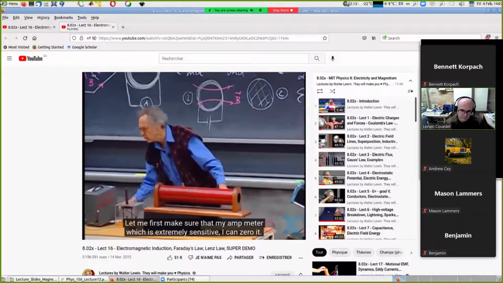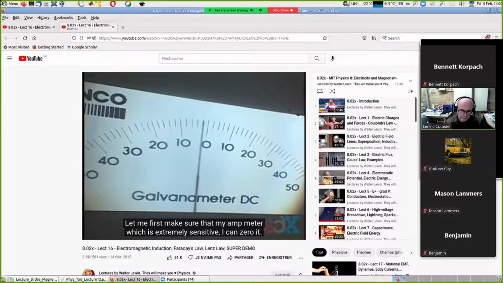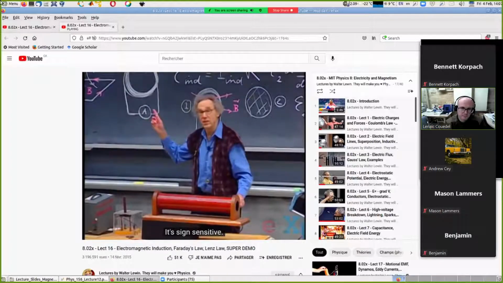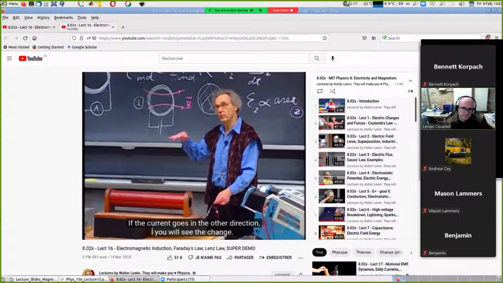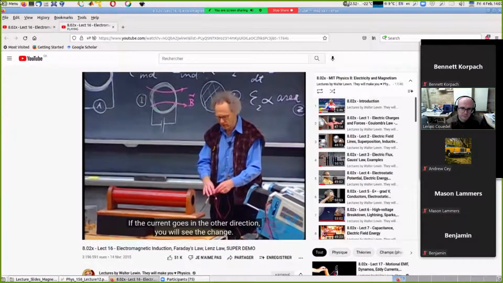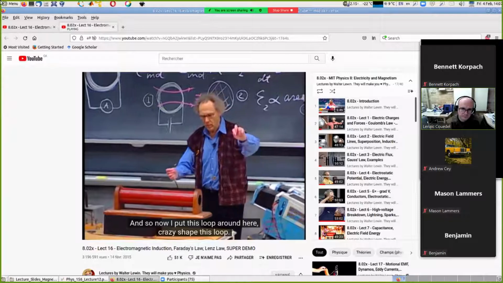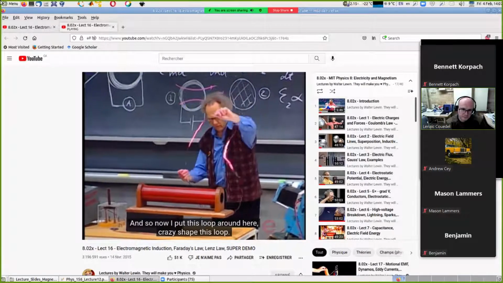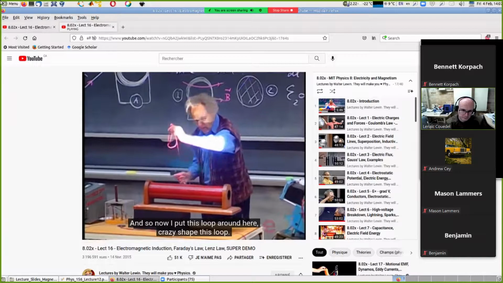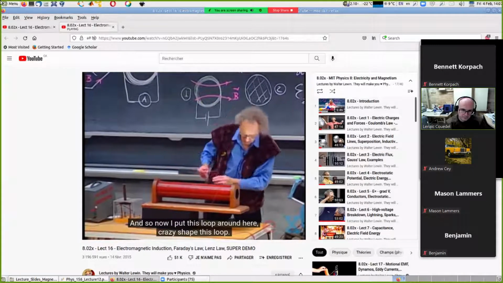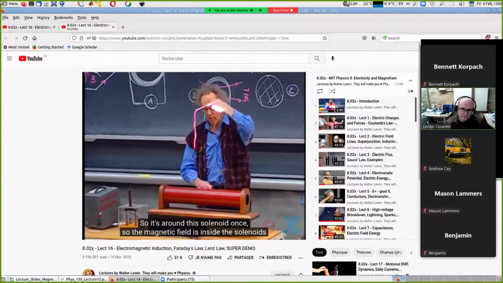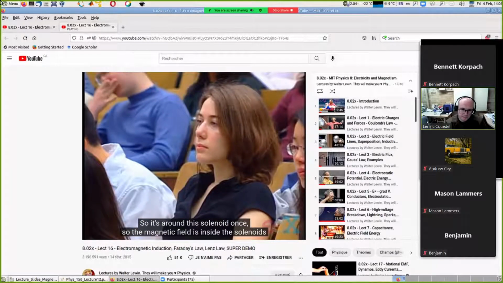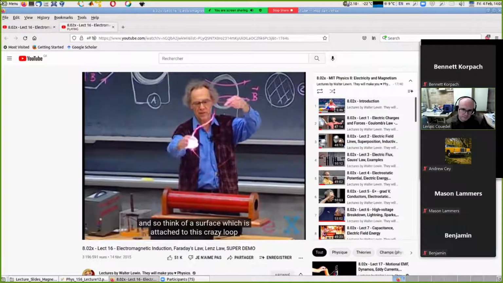Let me first make sure that my ammeter, which is extremely sensitive, is zeroed. It's sign sensitive. If the current goes in one direction, you will see the needle go in one direction. If the current goes in the other direction, you will see the change. And so now I put this loop around here. Crazy shape, this loop. So it's around this solenoid once. So the magnetic field is inside the solenoid. And so think of a surface which is attached to this crazy loop.